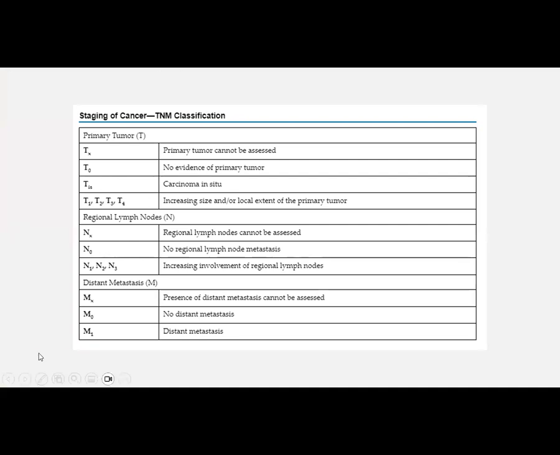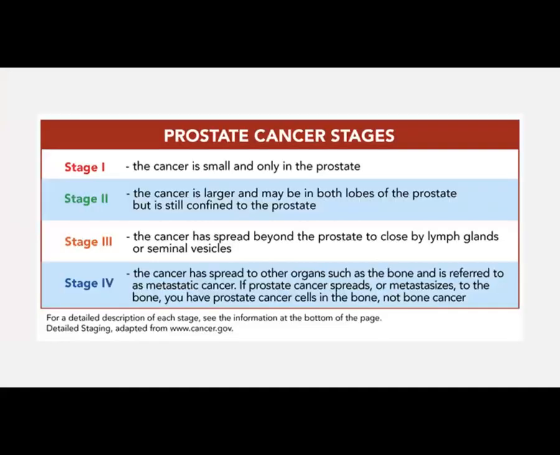So on here, you can see where they're kind of staging it, whenever it's X, that just means that we cannot assess it. So we don't actually know who's involved with it. And as we go on, we can see increasing size of the primary tumor, or where it's located. I like this chart a lot because it kind of pulls into what I was just talking about.